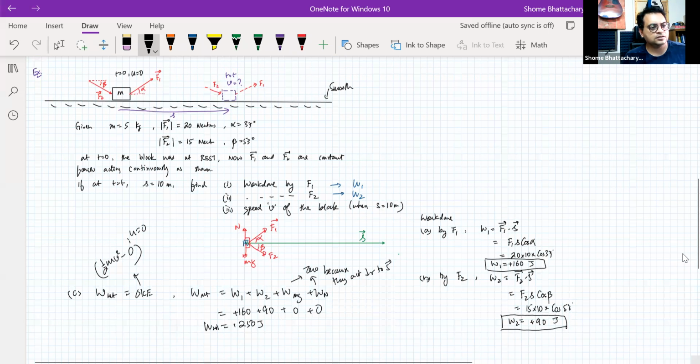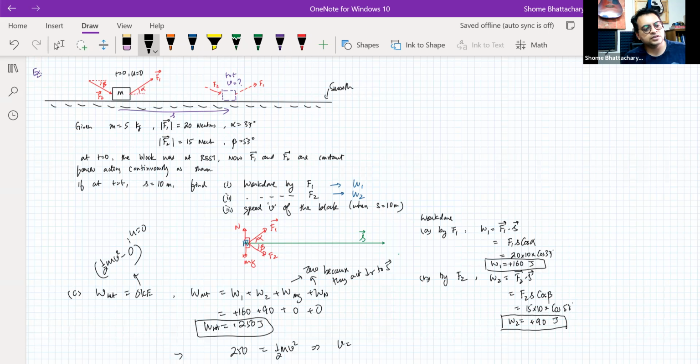So this is net work done. Therefore, 250 joules is equal to half mv square. So V is equal to the square root of 2 into 250 divided by the mass, which is 5 kg. So V is 10 meters per second. Yes, that's correct, 10 meters per second.